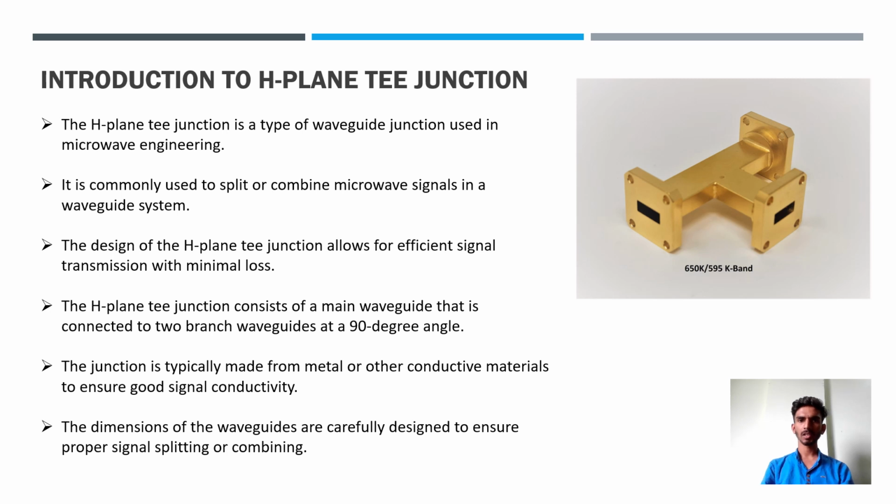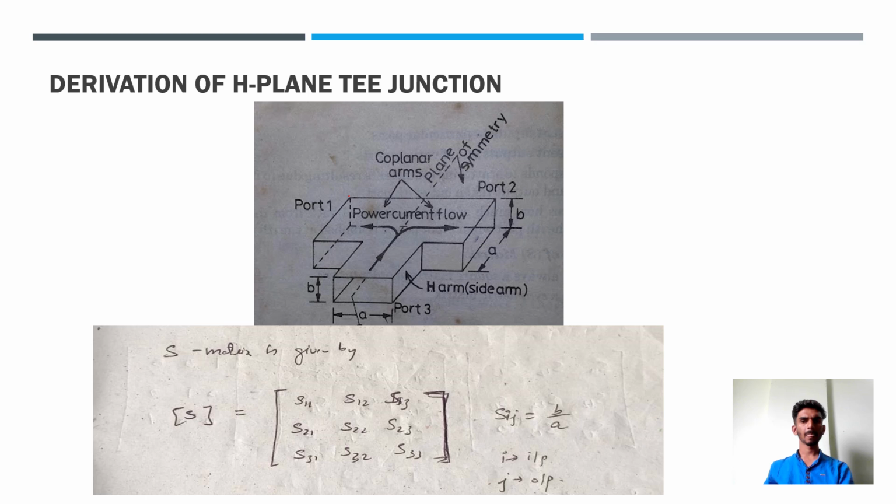And H-plane is a type of waveguide junction used in microwave engineering. It is commonly used for splitting or combining a microwave signal in a waveguide system. The H-plane junction has a main waveguide that is connected to two branch waveguides at a 90-degree angle, and the dimensions of the waveguides are carefully designed to ensure the signal splitting and combining is done in an efficient way.